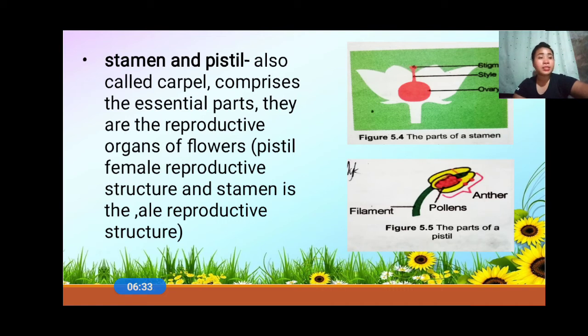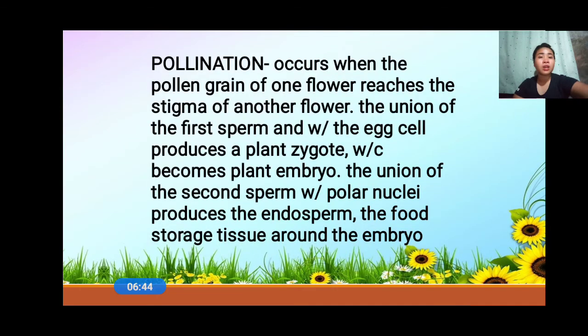Again, what is the female reproductive structure of a flower? Very good. What is the male reproductive structure of a flower? Very good. Okay, so now let's talk about pollination.